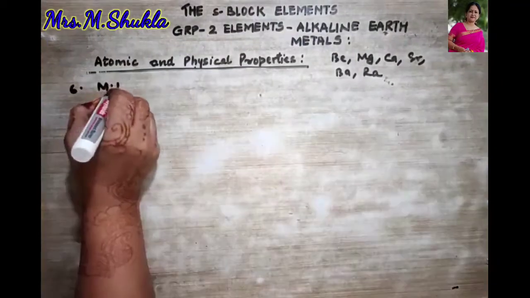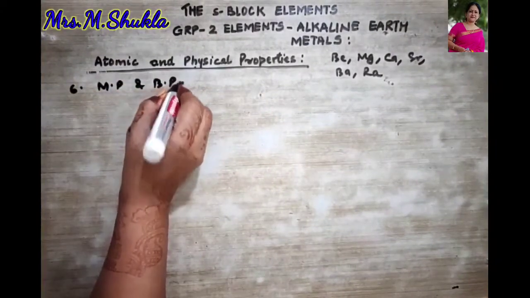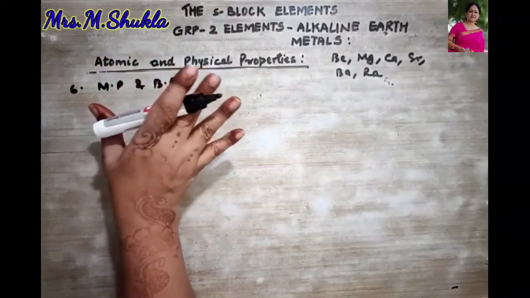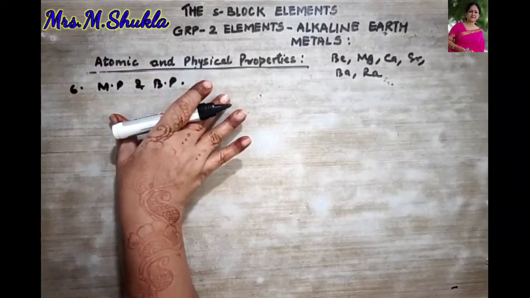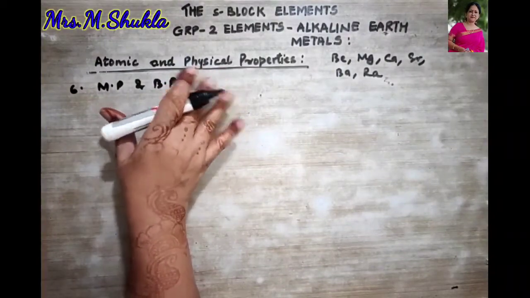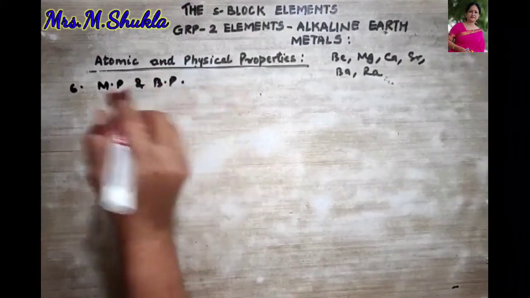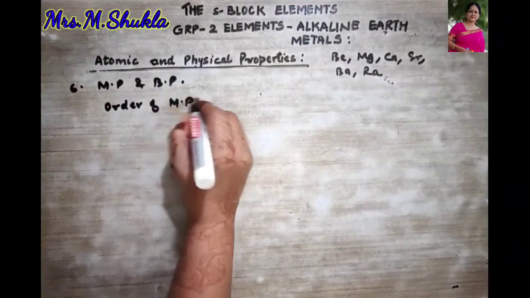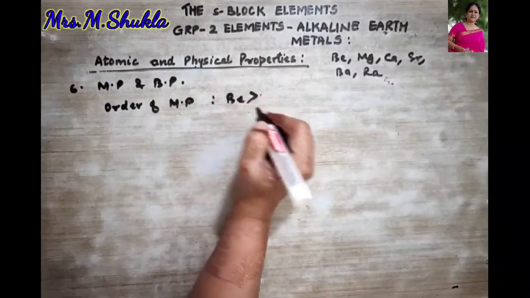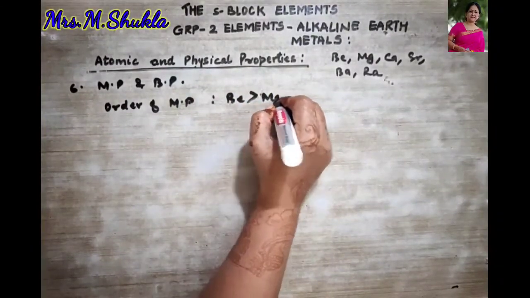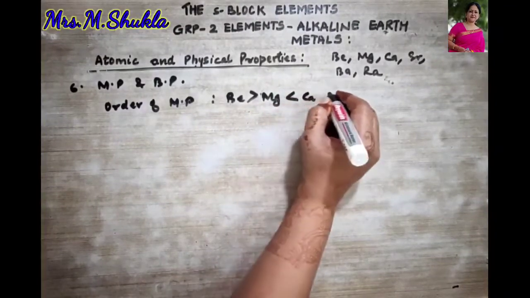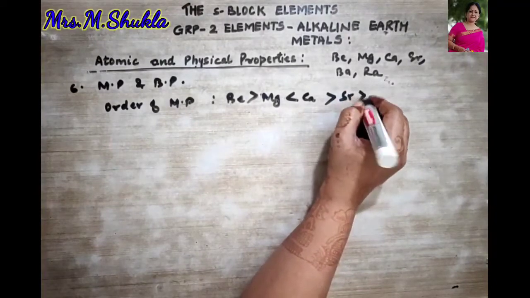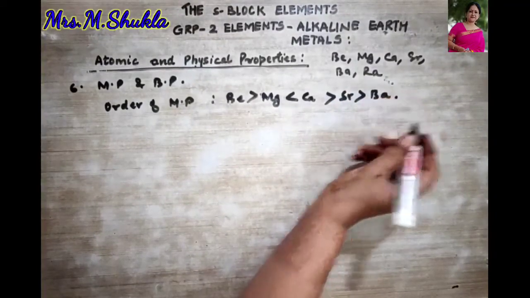Next we move to the melting point and the boiling point of the alkaline earth metals. There is no regular trend in the melting and boiling points of the alkaline earth metals. Why? Because these metals crystallize in different types of lattices. So you can learn like this. The order of the melting point is somewhat like this. Beryllium has a higher melting point than magnesium, which is less than calcium. Calcium has more than strontium, and least is that of barium.